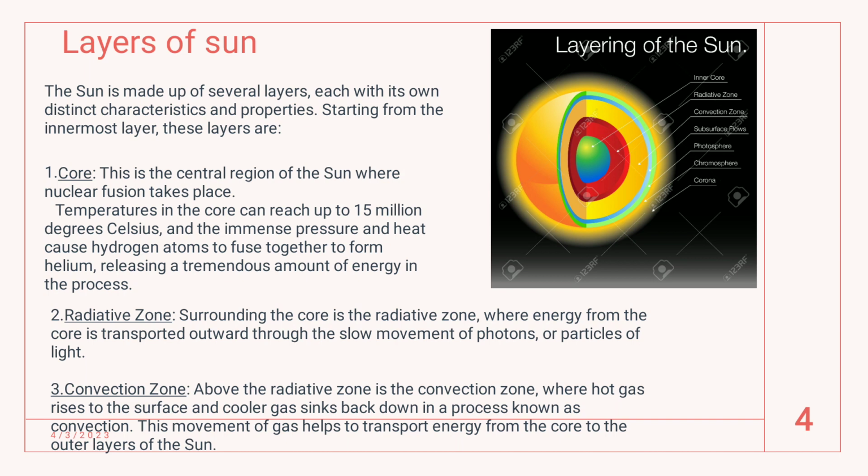Next comes the convection zone. So, what is the convection zone? It is where hot gas rises to the surface and cooler gas sinks back down in a process known as convection. The movement of gas helps to transport energy from the core to the outermost layer of the sun.